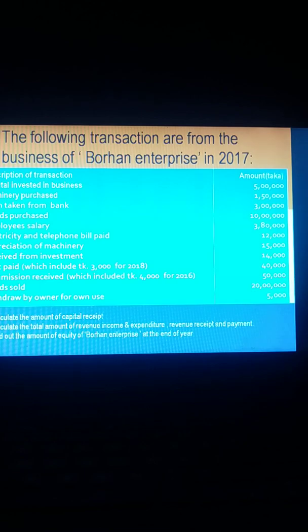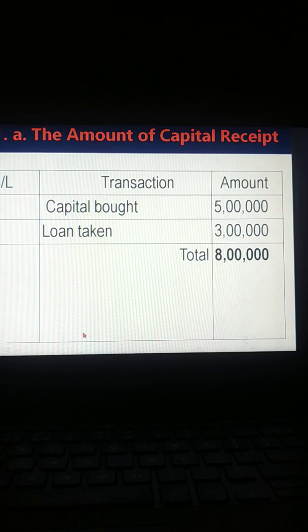This is CQ1 in your book. The following transactions are from the business of Bora Enterprise. The stem is given here. I think all of you have books. Take your books, then you can find this question. From here we will find out capital receipt, then revenue income, then revenue expenditure, then revenue receipt, then revenue payment, and last of all equity. So dear student, come to our class.